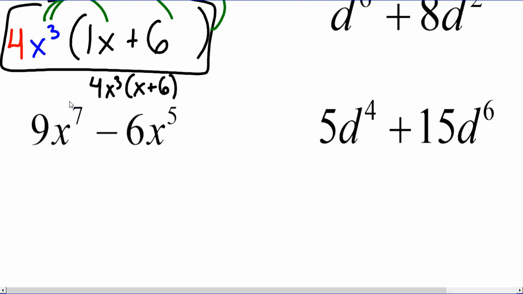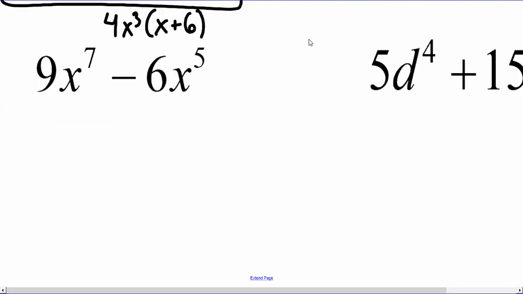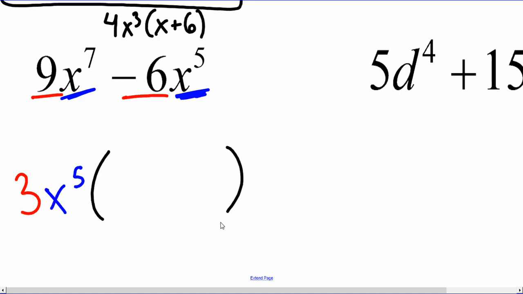Zoom in so we focus in on it. So same idea. Start with the numbers first. What's the biggest number I can divide out of 9 and negative 6? Well, it must be a 3. This has 7 x's, this has 5 x's. The most amount of x's I can divide out of both is 5, because that last one only has 5. Now I need to write what's in parentheses, what must be left behind when I divide out a 3 and an x to the 5th.